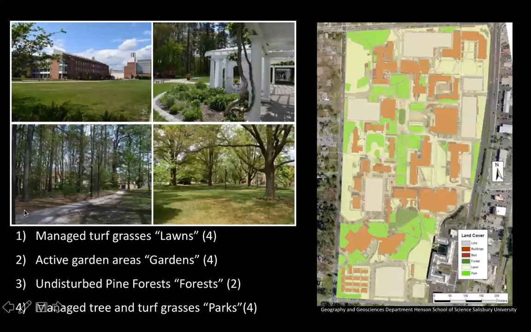So we describe these as forests, but I just want to note, we make the discernment that they're undisturbed pine forests because, as you can recognize in the Salisbury area, loblolly pine is really the dominant tree species in our area. And also we have these parks that we describe as well, and these are going to be managed tree and turf grasses. A lot of our campus consists of these parks because the campus is nested within the Arboretum. So along with building the campus, we built this diversity of trees.